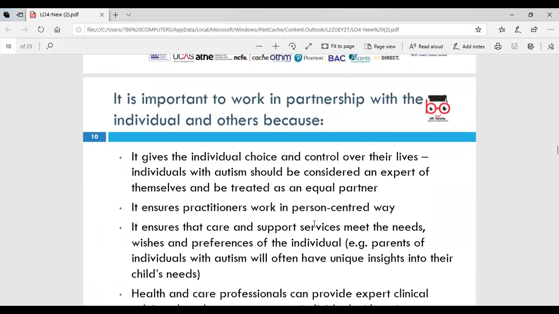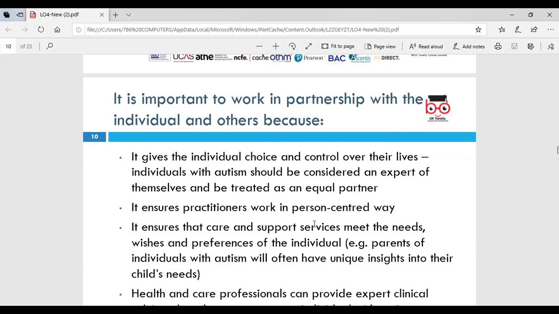So it is very important to work in partnership with individuals and others, because there are some things that you don't see and the partner sees through their own lenses. This can give you better insight into what's happening and what should happen. It also gives the individual choice and control over their lives. This is for the service users. Like individuals with autism, they should be considered an expert of themselves and be treated as an equal partner, regardless of what condition they suffer from.